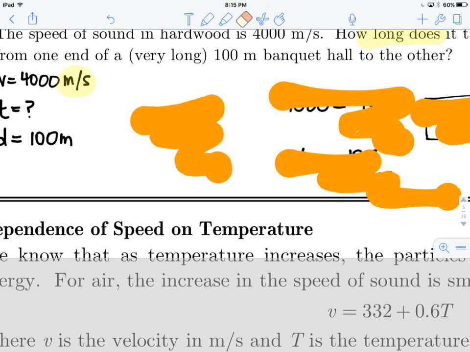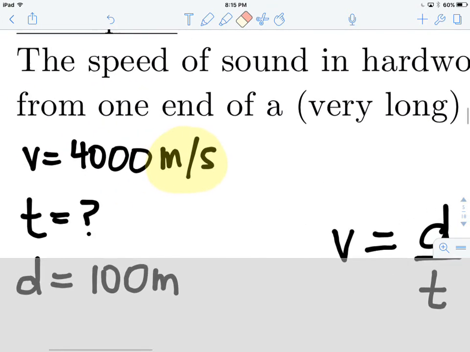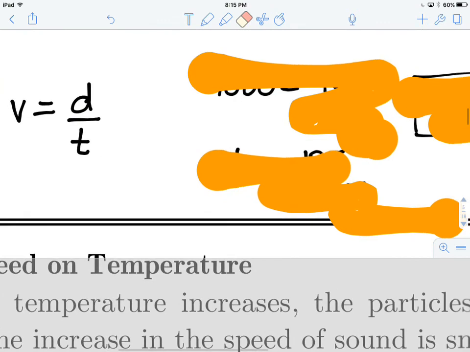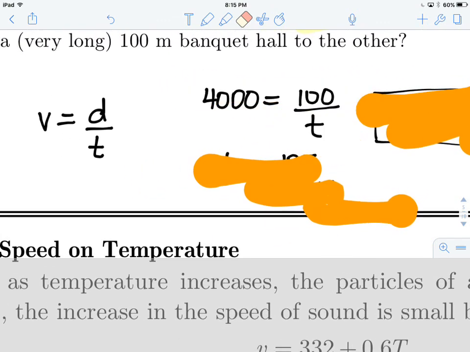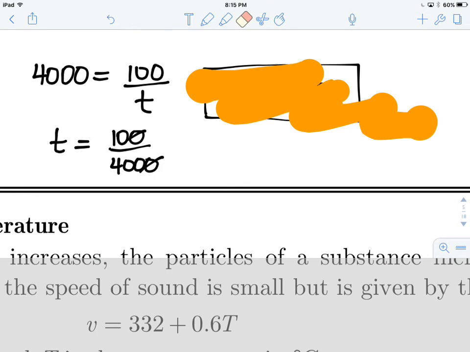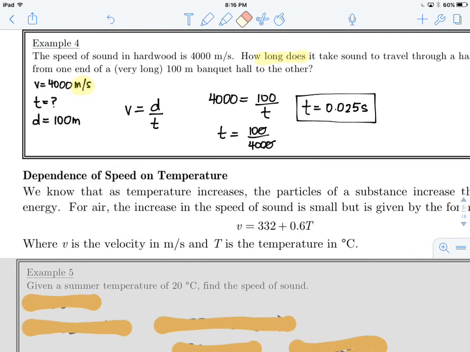So many of you will remember from probably grade 10 math, maybe even from physics at some point along the way, that when you have something traveling at a constant speed, which sound does, velocity is equal to distance over time. Now, a hint of that is the units. Meters over second is a unit of distance over a unit of time. And so we're going to use this equation to solve for the time that it takes. So first of all, we've got 4,000 meters per second, and that's equal to our distance, which is 100, divided by time. When I rearrange this equation, I get 100 divided by 4,000, and I can cancel a couple zeros, and I end up with one part in 40, which ends up being 0.025 seconds. So that is very, very, very fast that it would travel across a very large banquet hall.